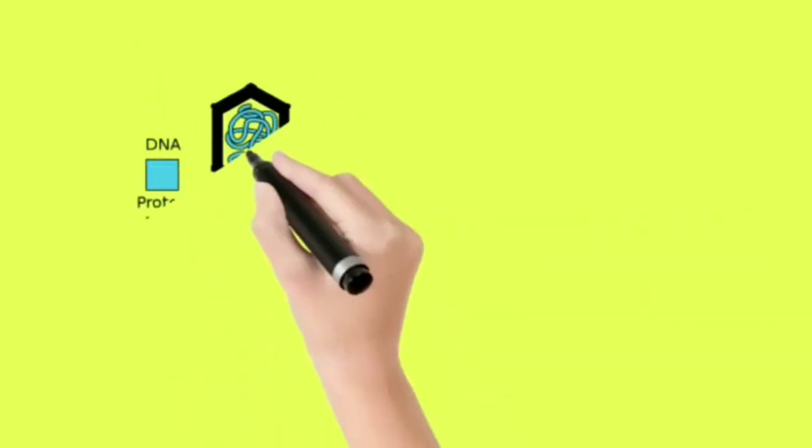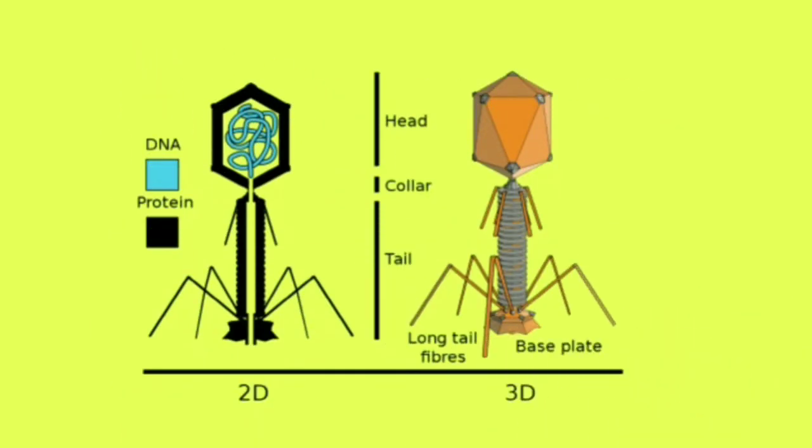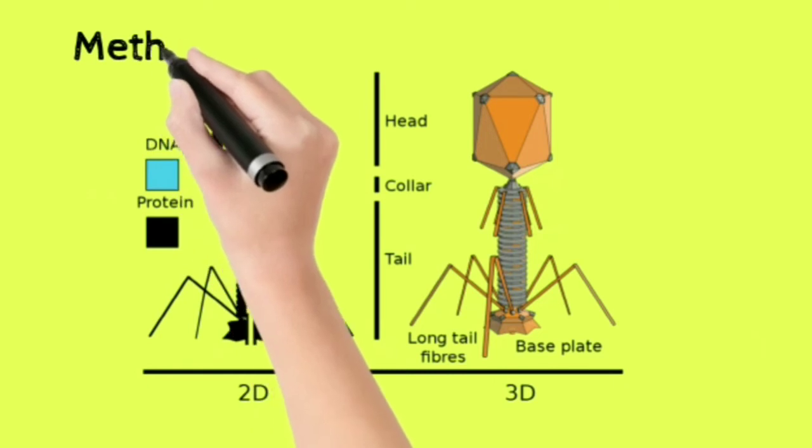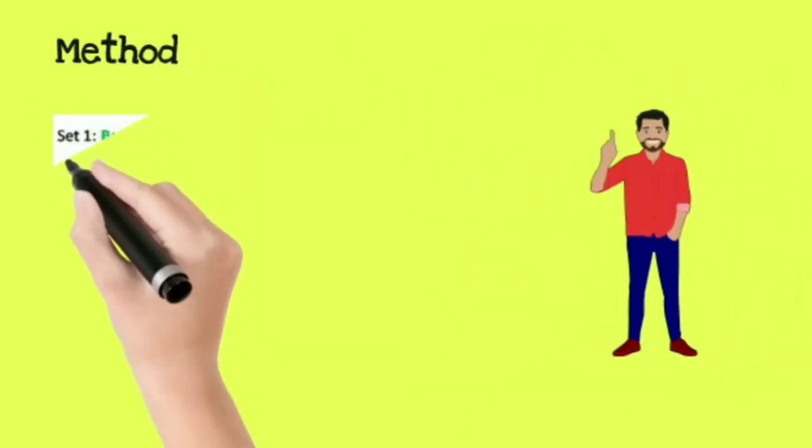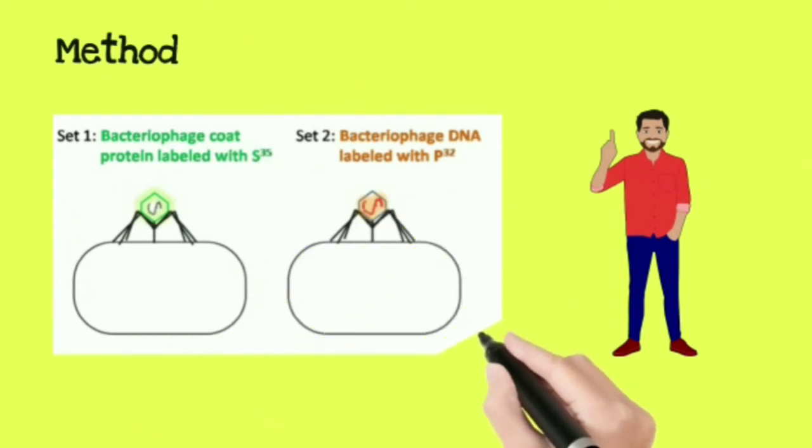They used a bacteriophage virus for this experiment. The blue color referred to the DNA, and the outside layer referred to the protein. There were two sets. The first one is protein labeled with sulfur 35. The second one is DNA labeled with phosphorus 32.